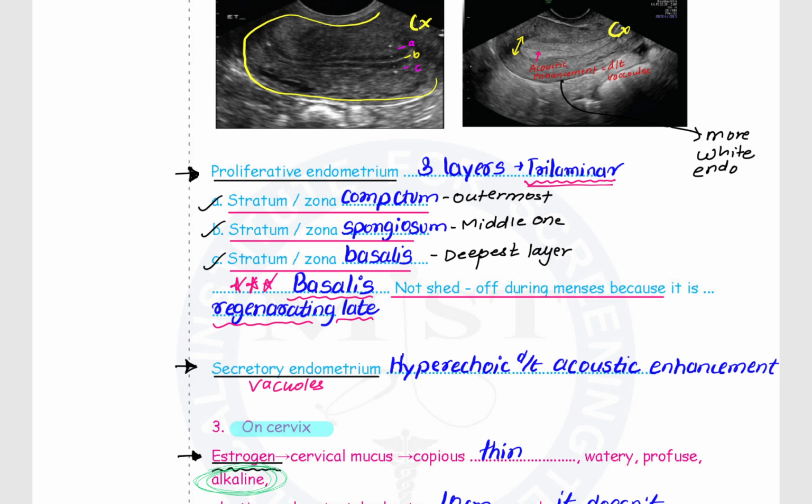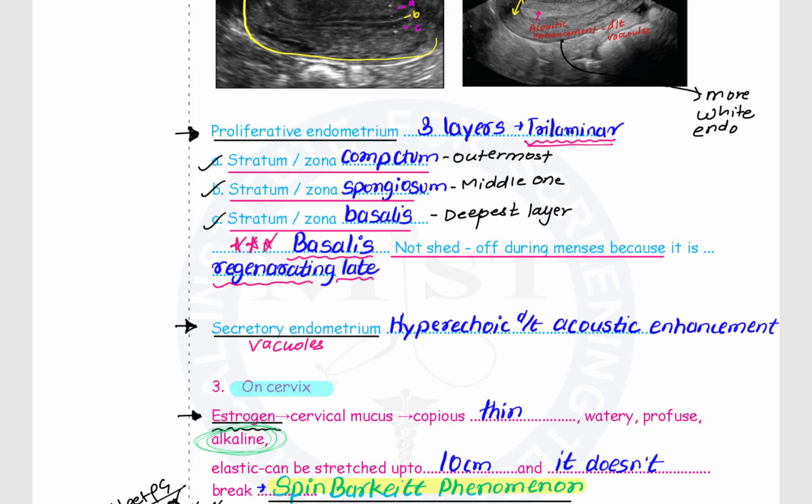These vacuoles have fluid filled in them, so it is hyperechoic. More white endometrium you will see. Endometrium has three layers in the proliferative phase or the estrogenic phase: compactum, spongiosum, and basalis. Basalis is the innermost or the deepest layer, and it does not shed off during menses. Secretory endometrium is more hyperechoic due to the acoustic enhancement.